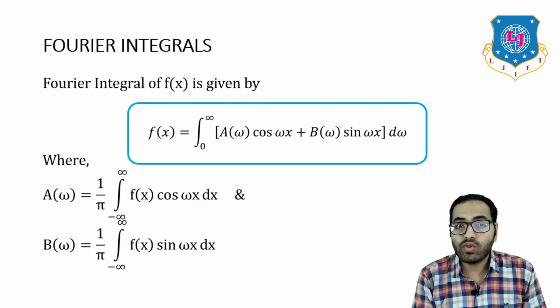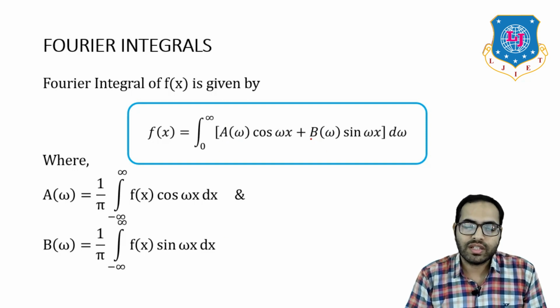See, what we have to do in such kind of examples is just find the values of a omega and b omega and substitute the values of a omega and b omega in this equation, then we get the Fourier integral.